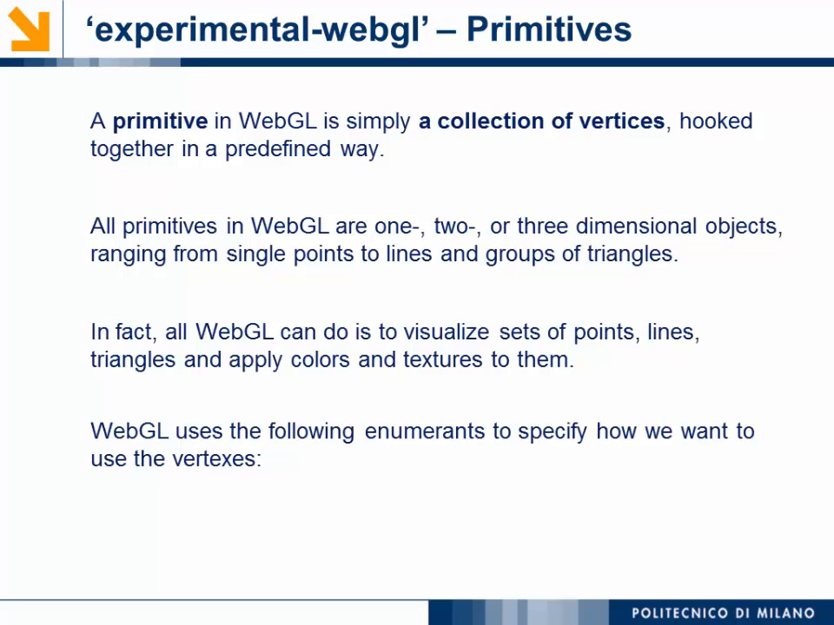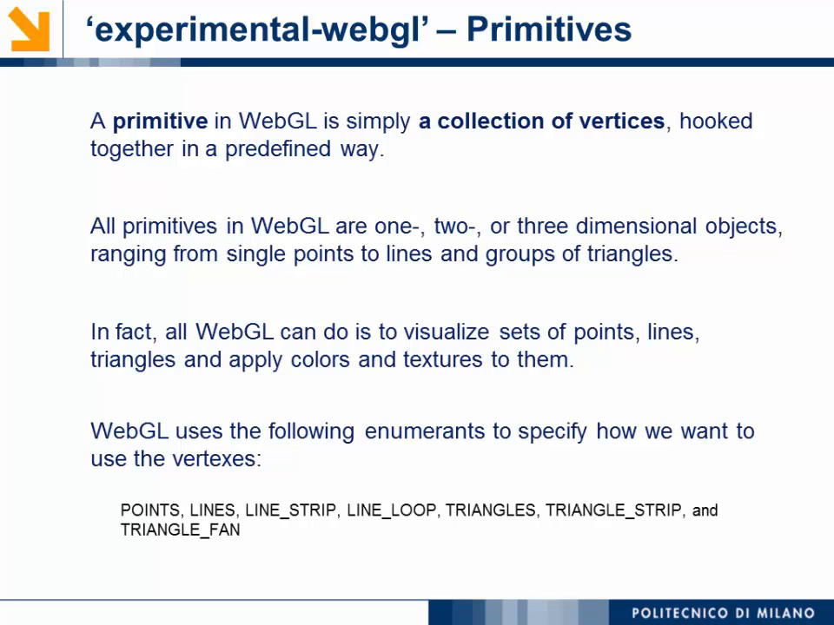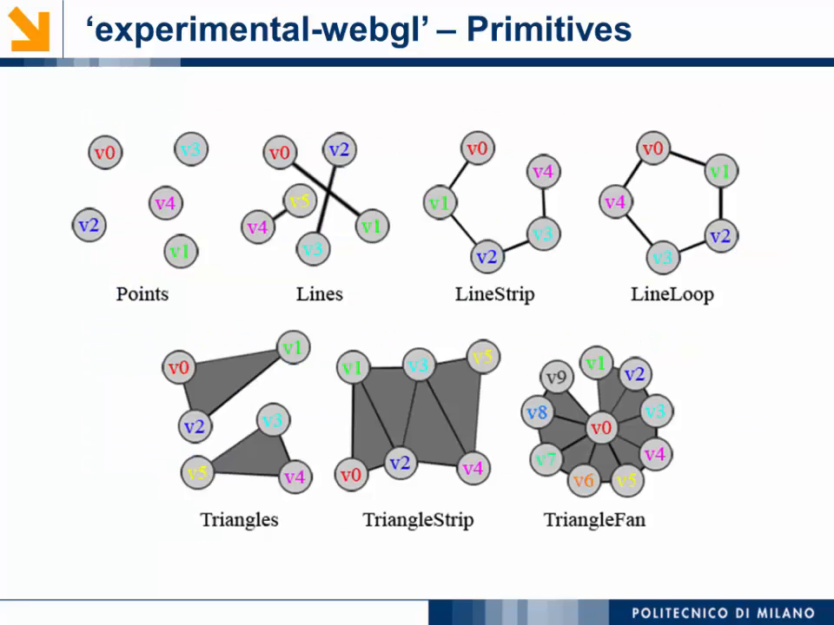There are some enumerants that express how we want to use the vertices defined, which are points, we just want them to be points, and line strips; we will see in a moment the difference. Those are points: vertex 0, vertex 1, 2, 3, 4, etc. Those are lines. Each couple of vertices is connected by a line. So from vertex 0 to 1 there is a line, 2, 3, 4, 5. Different for a line strip.